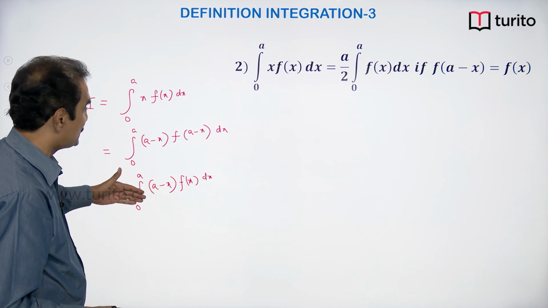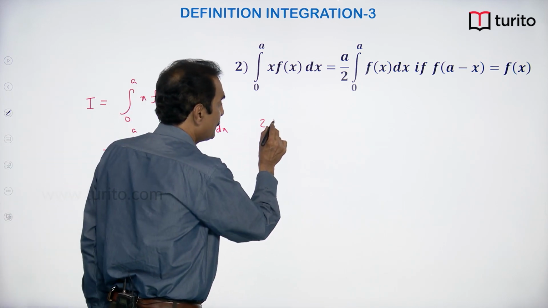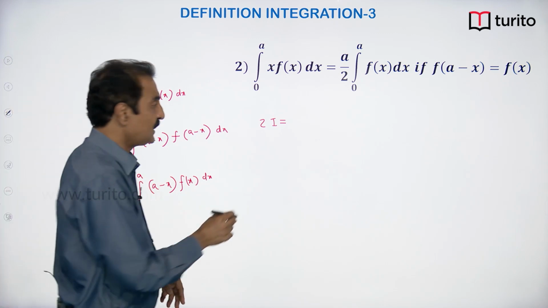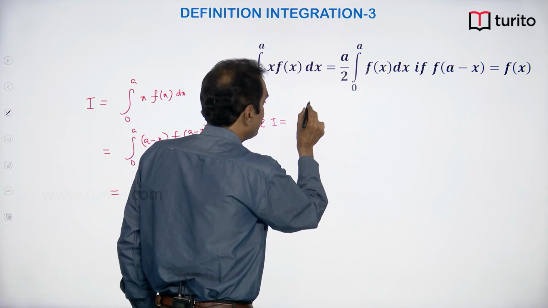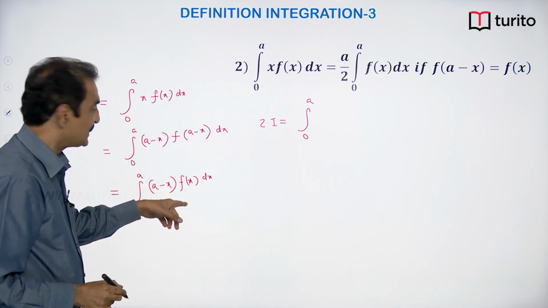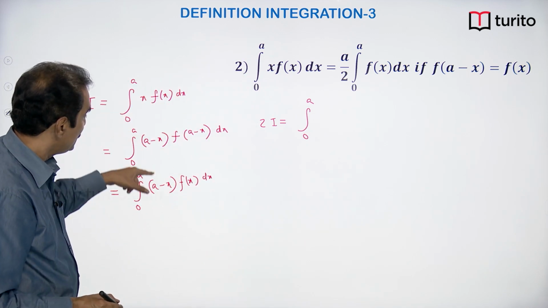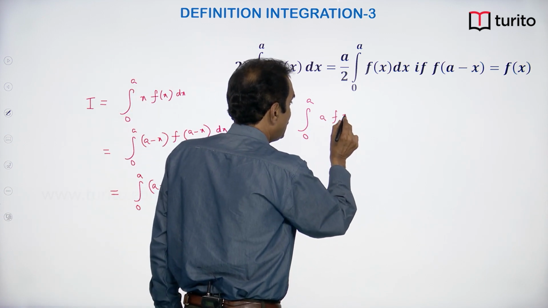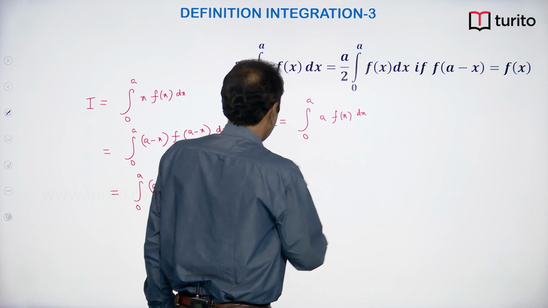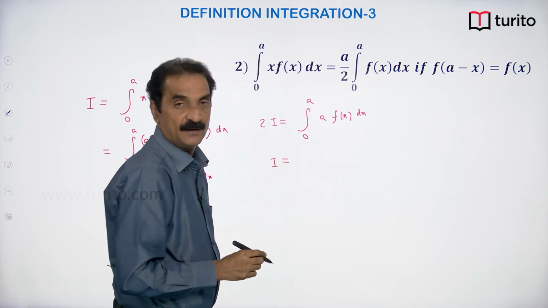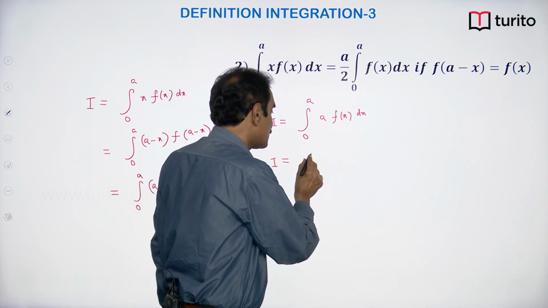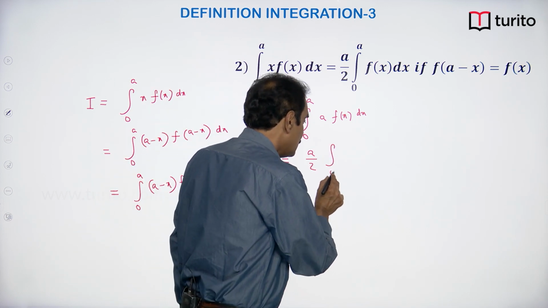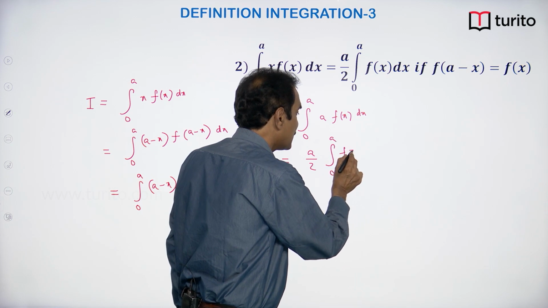Now, adding this and this, 2I is equal to integral 0 to a, f of x is common, and adding the remaining you will get x plus a minus x, a f of x dx. So, I is equal to a by 2, a is constant, so you can write it outside, divide by 2 integral 0 to a f of x dx.